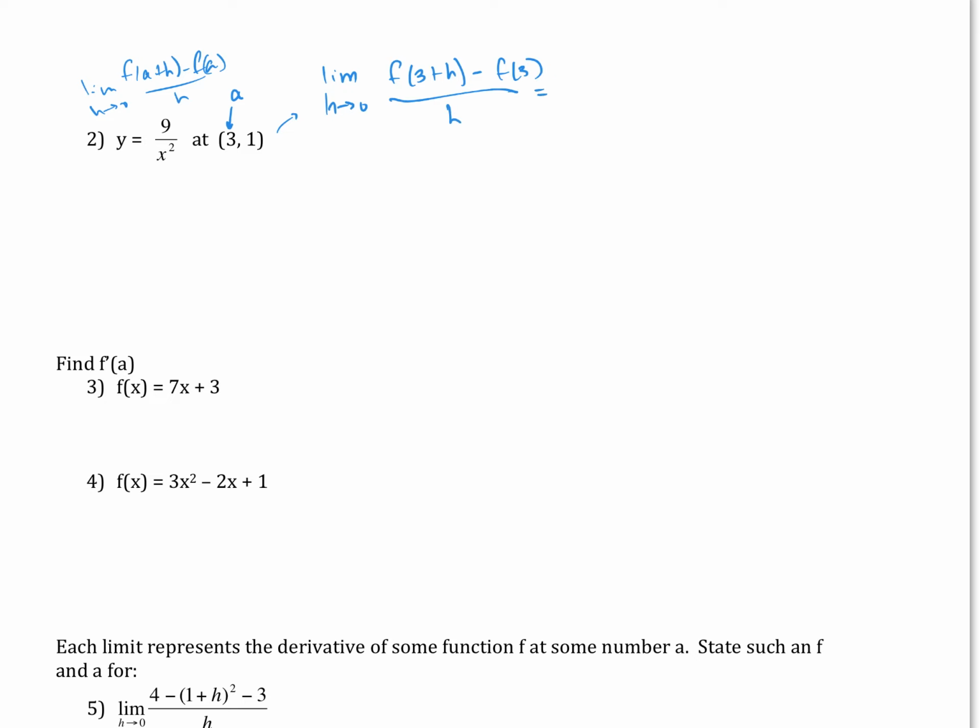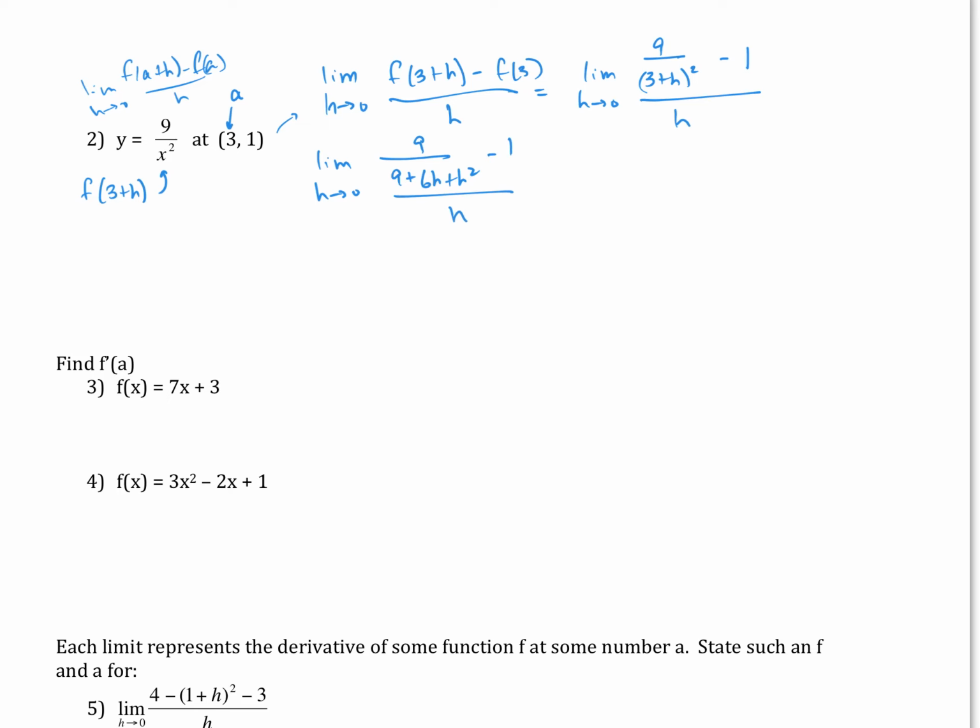Finding what f of 3 plus h is. F of 3 plus h means I'm going to put that in there. So that's going to be a little funky. That's going to be the limit as h goes to 0 of 9 over 3 plus h squared minus f of 3, which comes out to be 1 in this case. So minus 1 all over h. And so now we can continue on. And I'm going to FOIL out the bottom. So the limit as h goes to 0 of 9 over 9 plus 6h plus h squared minus 1 all over h.